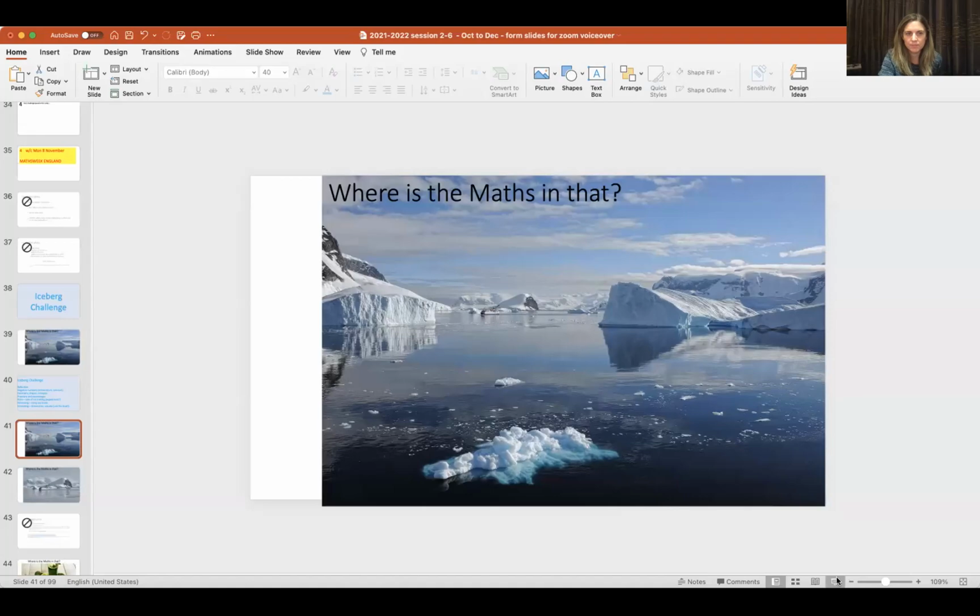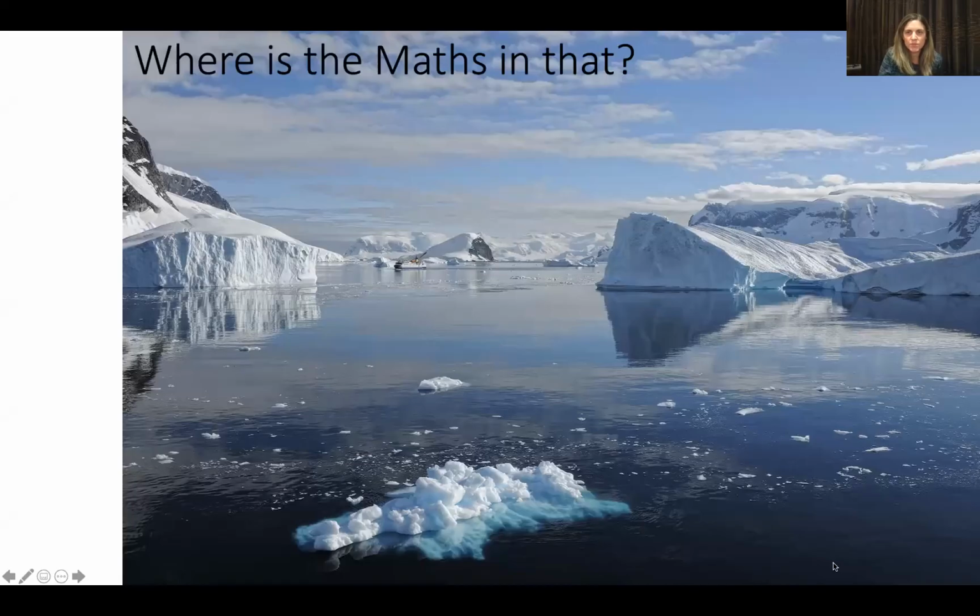Okay, so we have just one slide. And the question is, where is the maths in that? You have 2 minutes to write down as many mathematical things you can possibly see in this image. Good luck and off you go.